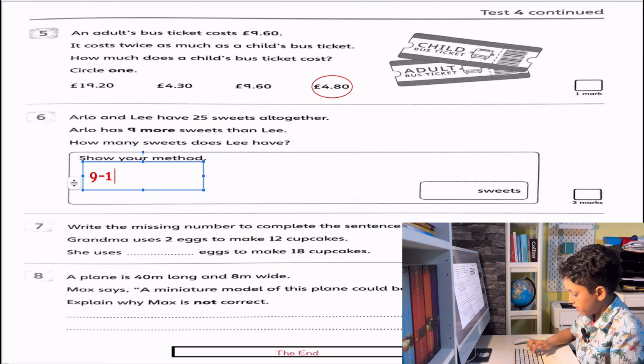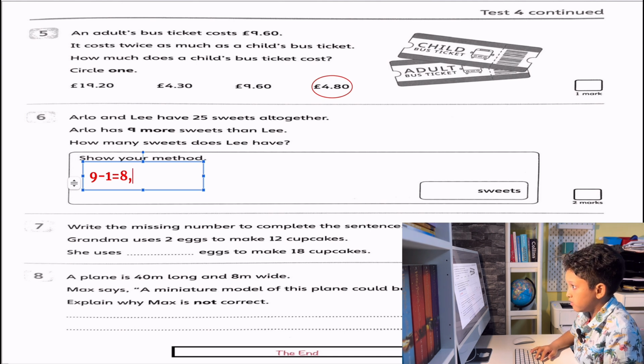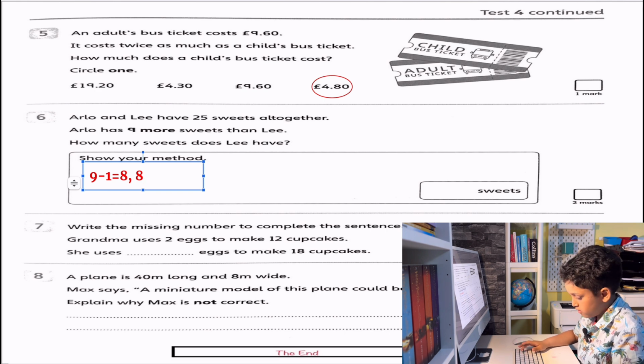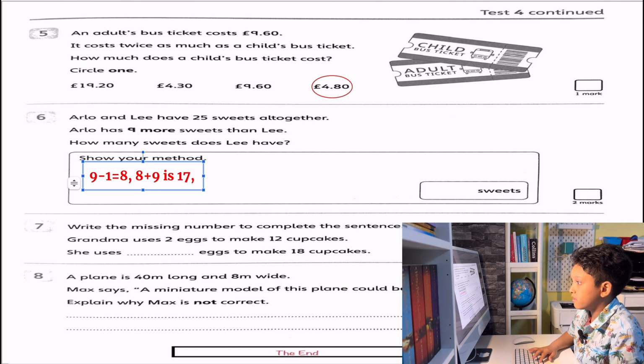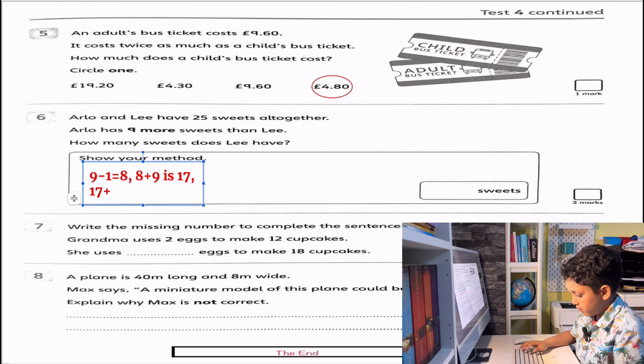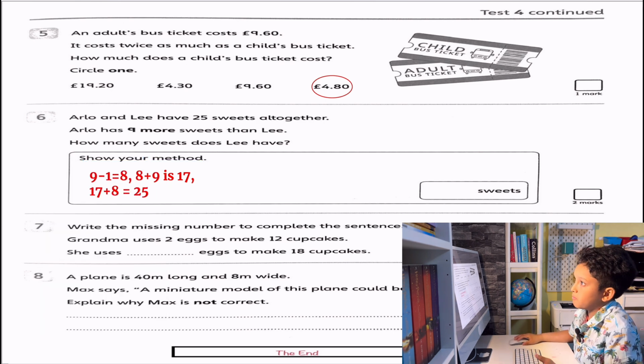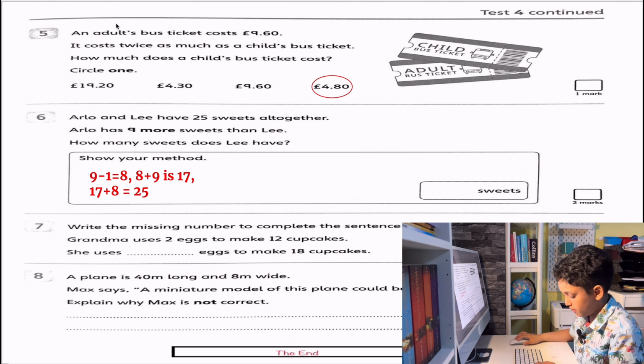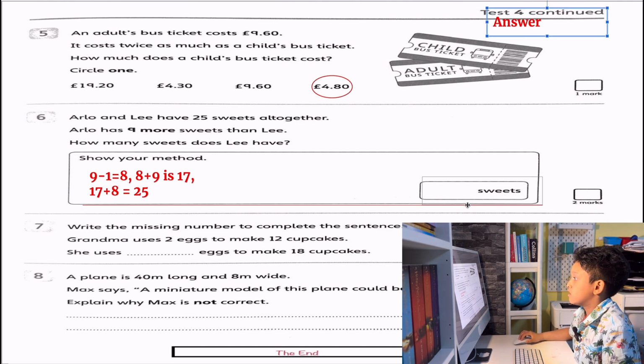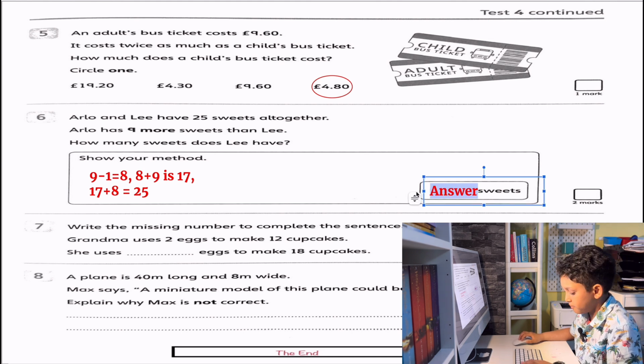Nine take away 1 is 8. 8 plus 9 is 17, and so 17 plus 8 is 25. That's my formula of working it out. But if you have any other formulas, it's fine. Use that. But you will have to get the same answer, which is 8 sweets. That's how much Lee has.